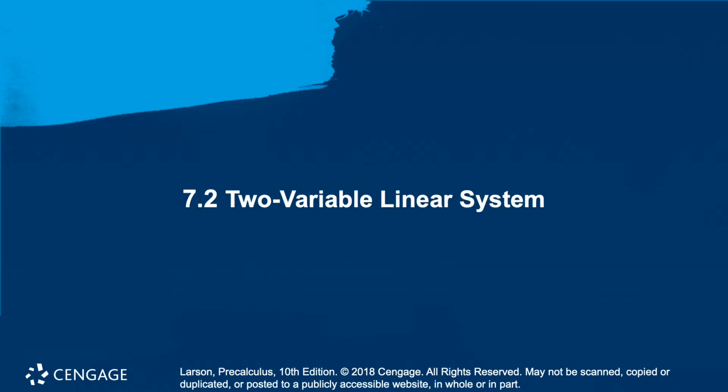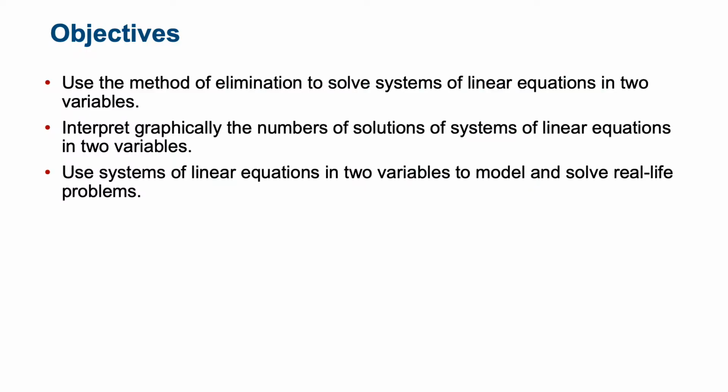This video we're going to cover section 7.2 in our text, which deals with two variable linear systems, meaning equations that are in two variables with exponents 1. Okay, so we're going to go over specifically the elimination method, and we're going to go over how to interpret graphically the number of solutions that there are for the system, and then we're going to possibly do some modeling.